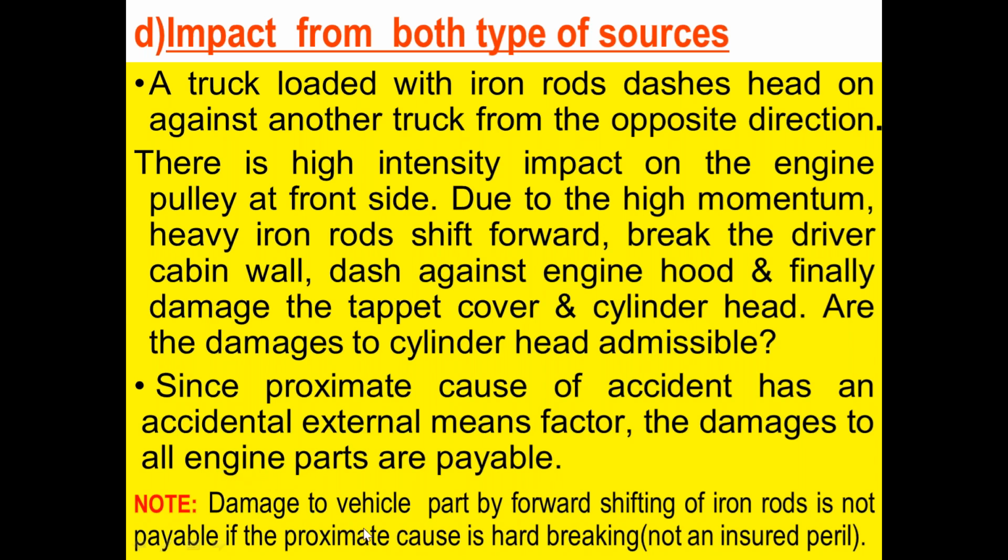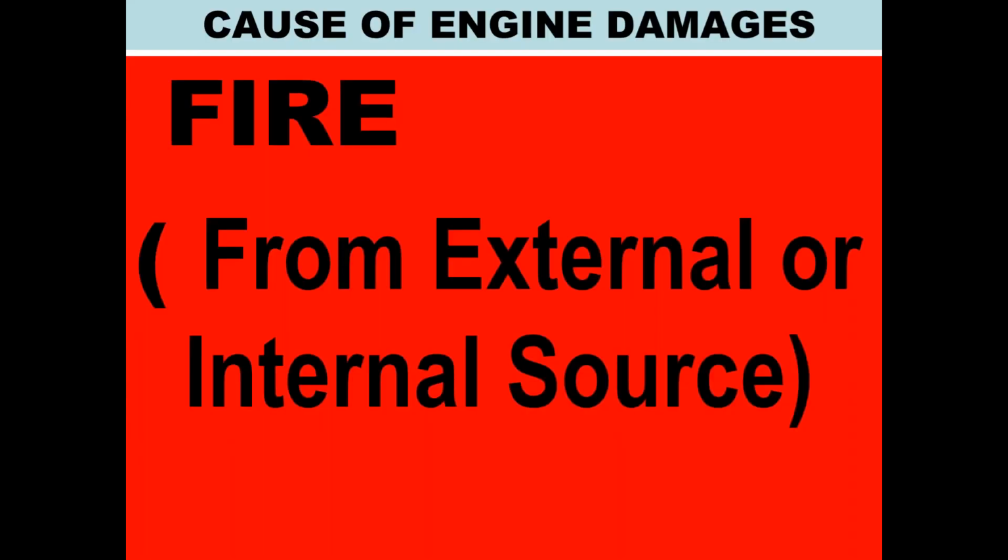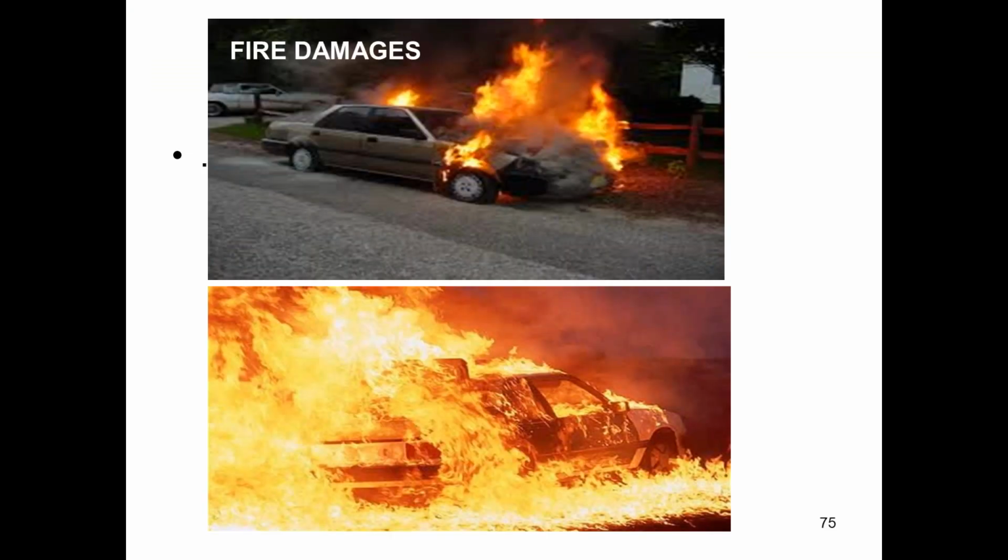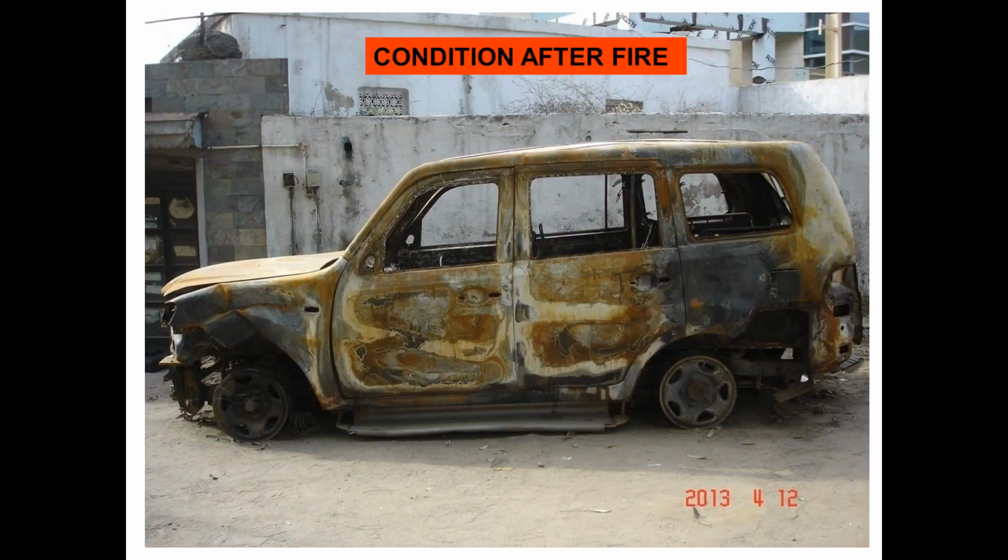Please note, damage to vehicle part by forward shifting of iron rods is not payable if the proximate cause is hard braking, not an insured peril. If due to hard braking these iron rods shift forward and do the damages, they are not covered because the proximate cause is not an insured peril. Cause of engine damage due to fire, external or internal source. These are the fire damages and this is the condition after the fire.